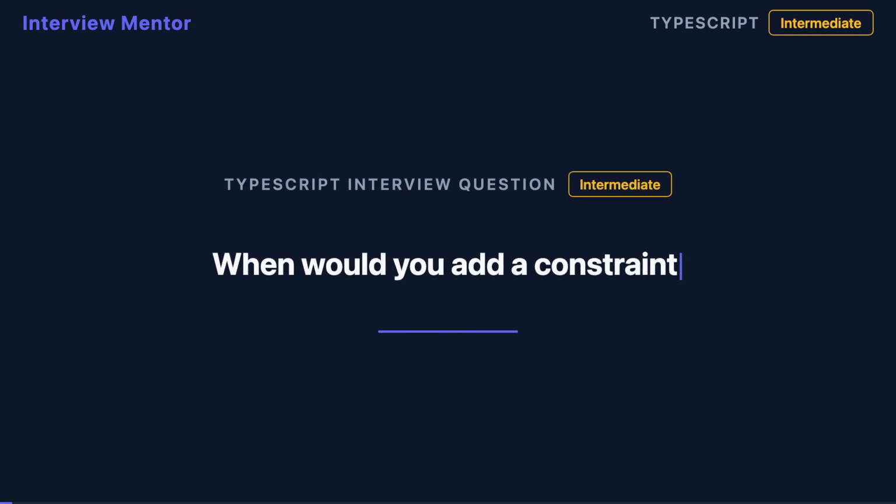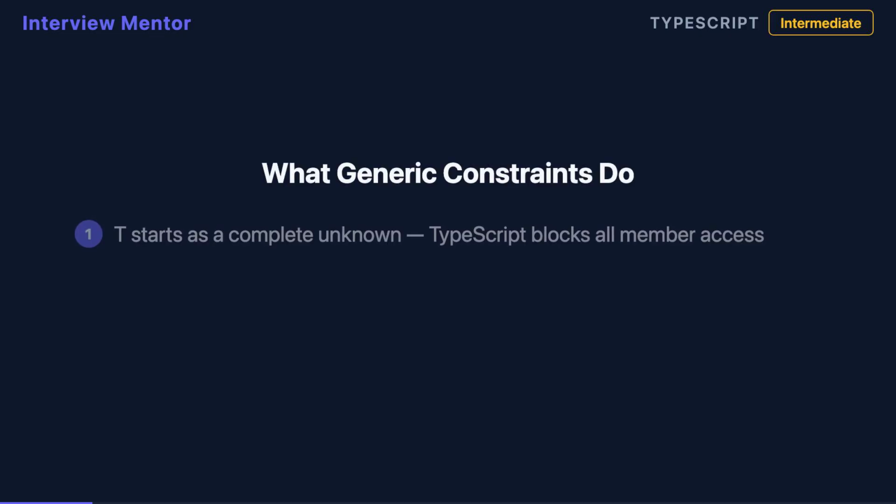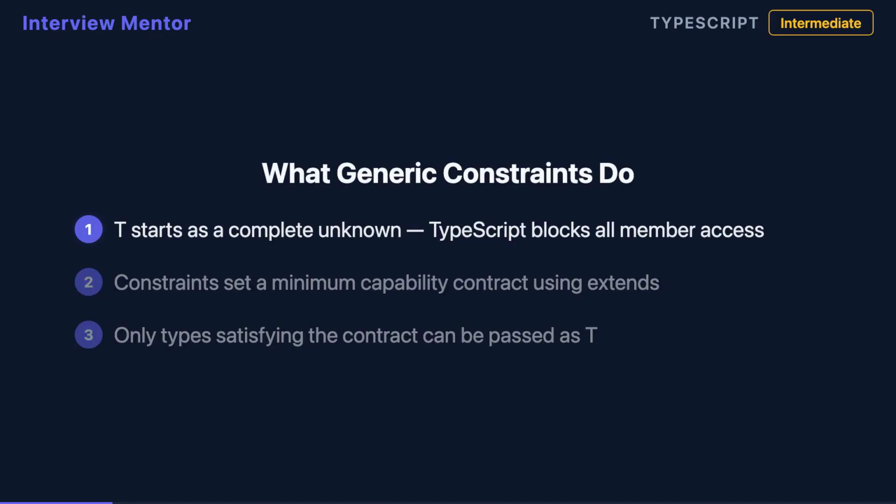You've used generics. But the moment you try to call a method on T, TypeScript shuts you down. Constraints are exactly the fix. By default, a generic type parameter T is a complete unknown. TypeScript has no idea what properties or methods it has, so it blocks any member access. Constraints solve this by adding a minimum contract.